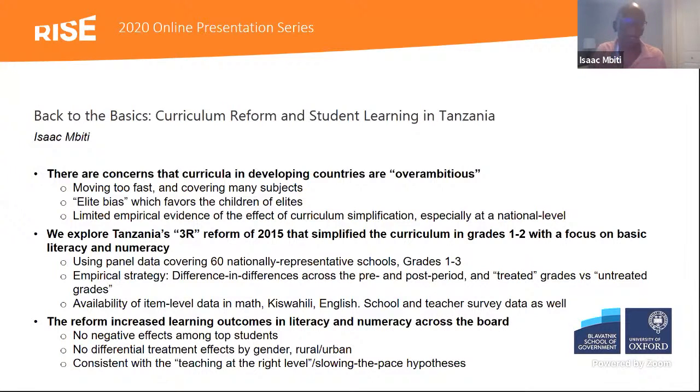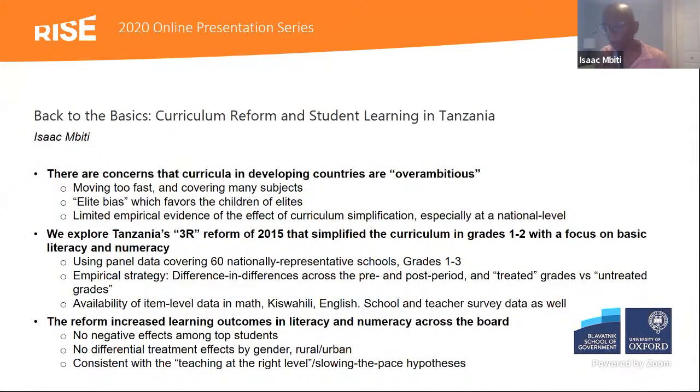One is elite bias, in terms of the curriculum objectives and standards being set to the level of the political elite rather than the median student. So what this reform did was essentially roll back a lot of the curriculum and just focus it on the foundational skills. And there's limited evidence about these curriculum simplifications, especially at a national level.